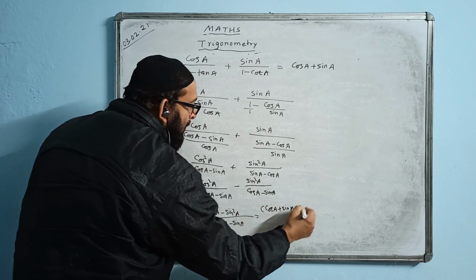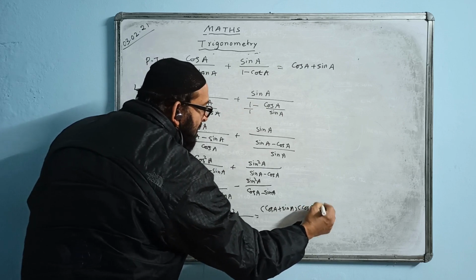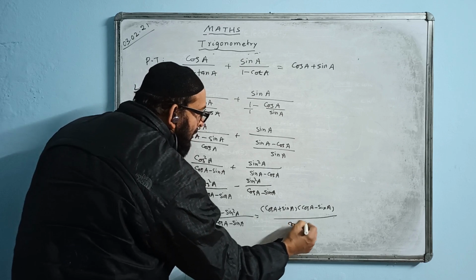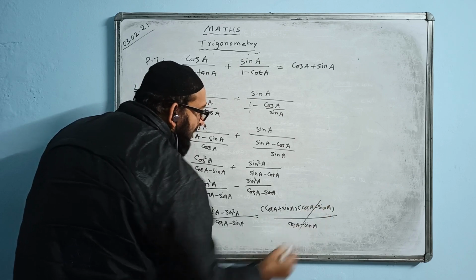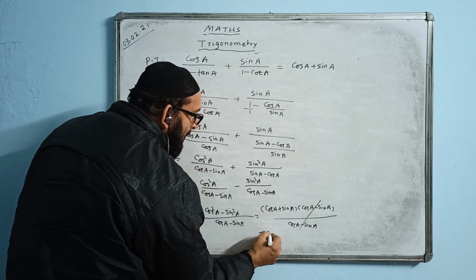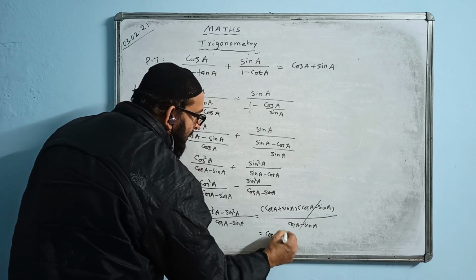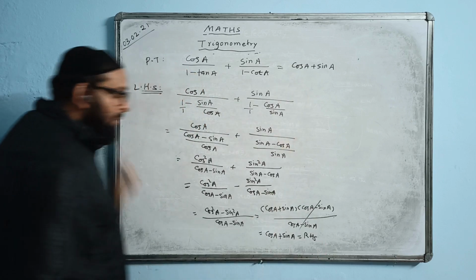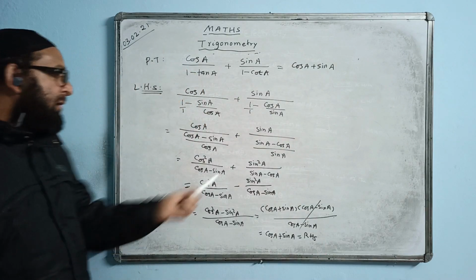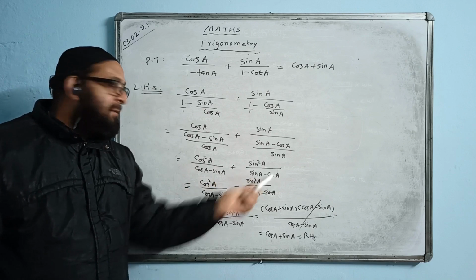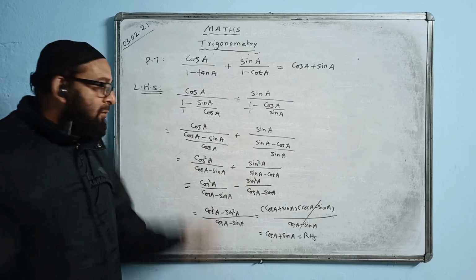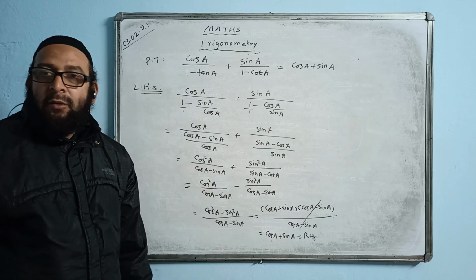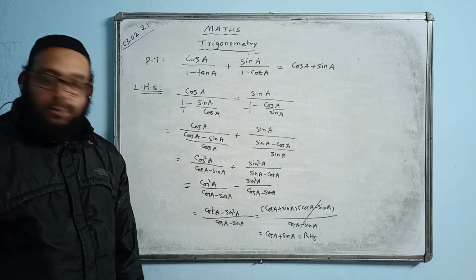Cos A minus sin A upon the denominator cos A minus sin A. These two cancel. What is left over? Cos A plus sin A. That is equal to RHS. We have to get this only. The main effect is over here: cos A minus sin A, this is sin A minus cos A. So you interchange, and the sign changes. You write cos A minus sin A.